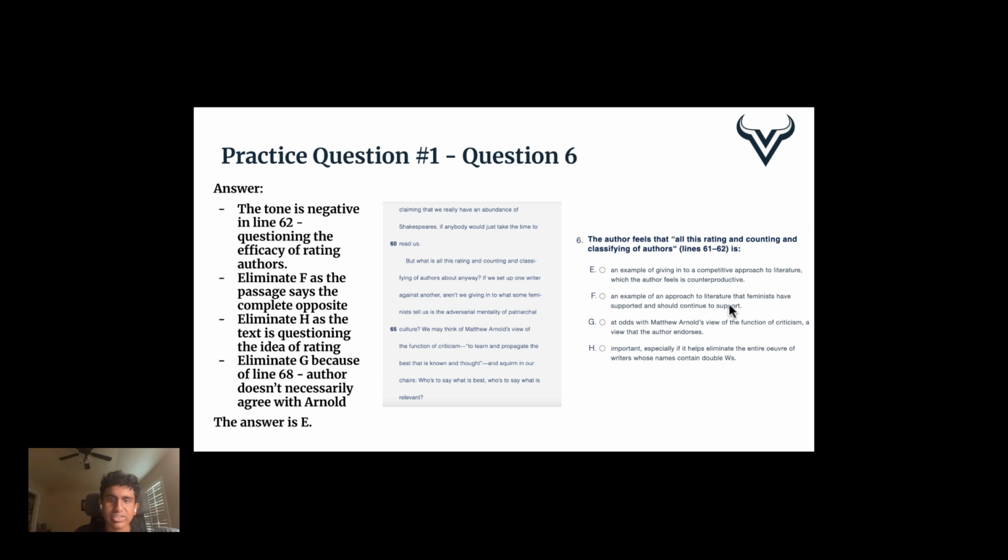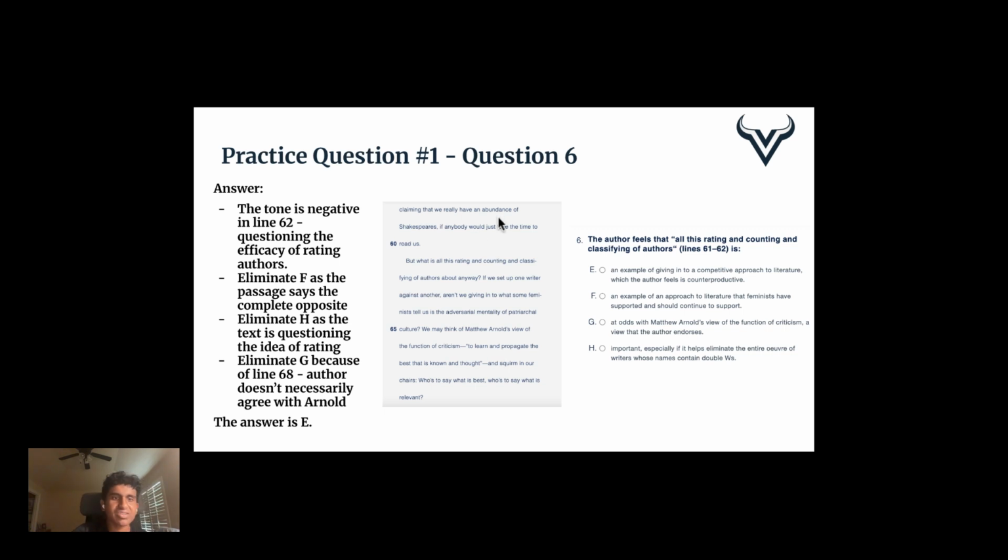An example of an approach to literature that feminists should have supported and should continue to support; at odds with Matthew Arnold's view of the function of criticism, a view that the author endorses; important, especially if it helps the entire over of writers whose names contain double W's.